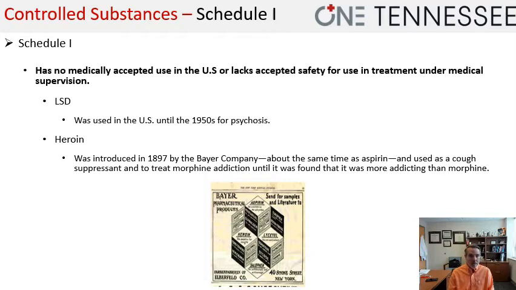Heroin, that's also a Schedule 1. Originally introduced in 1897 by the Bayer Company, it wasn't always an illegal substance, but now it is because we are more aware of its misuse and abuse potential.